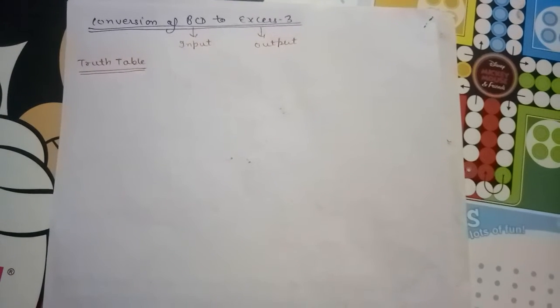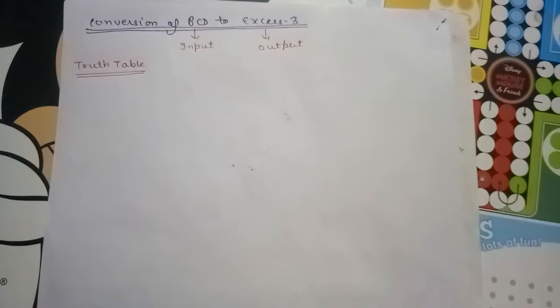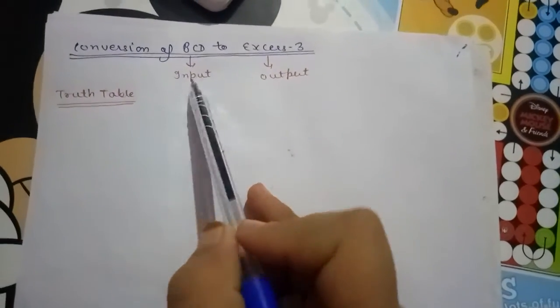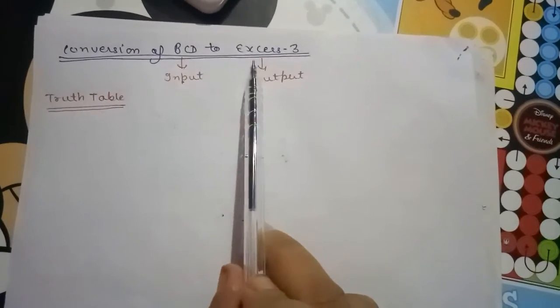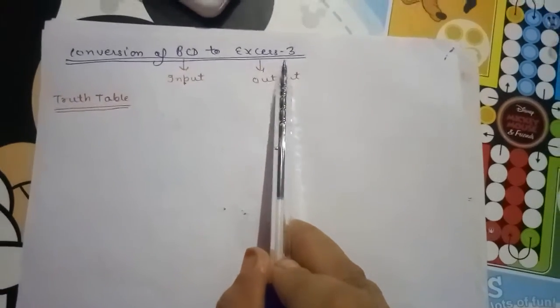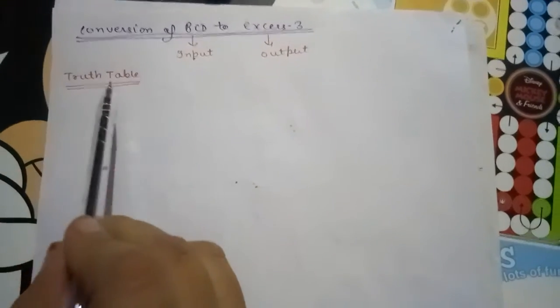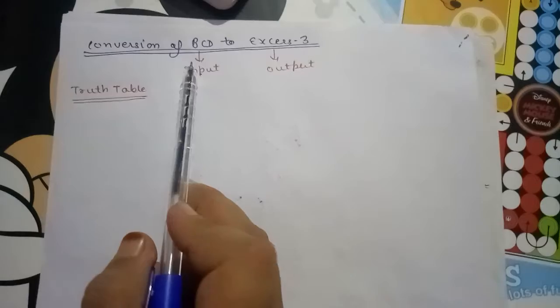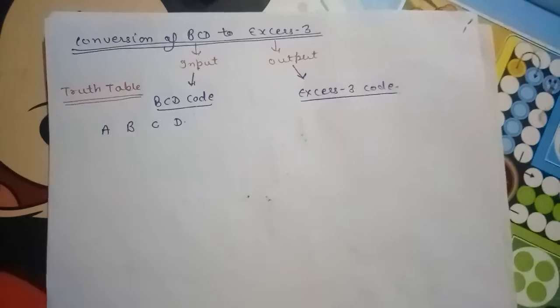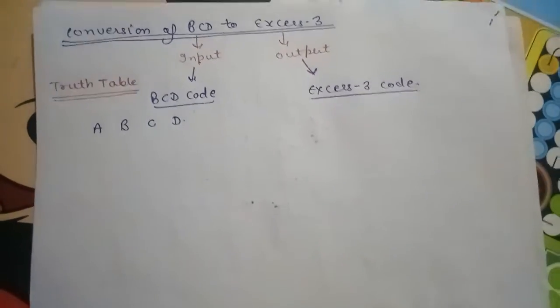For example, we want to convert from one binary code to another, like binary code A is the BCD code and binary code B is the XS3 code. So the input lines will correspond to the BCD code and the output lines will correspond to the XS3 code. Before conversion, we will create the truth table of both codes, the BCD code and the XS3 code. So let's create the truth table for the BCD code first.